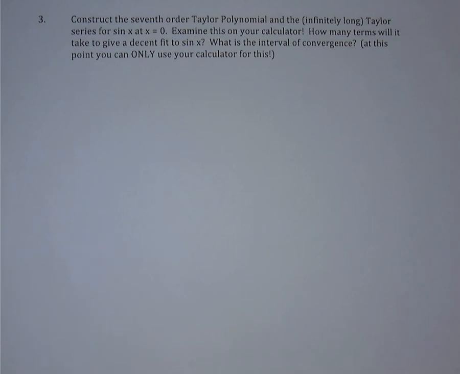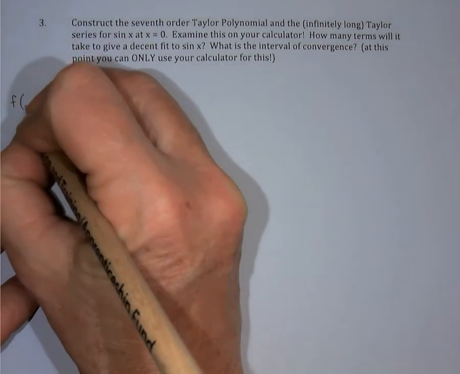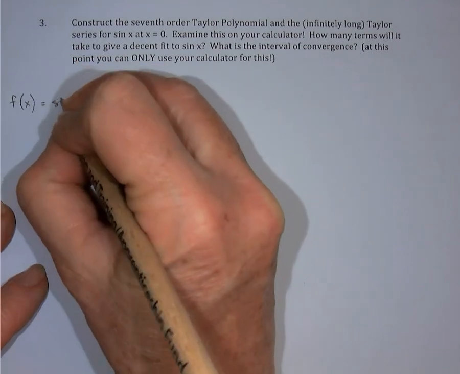Okay, so question 3. Construct a 7th order Taylor polynomial. In other words, we need some polynomial that's going to go to x to the 7th, and the infinitely long Taylor series for sine x at x is equal to 0. Okay, so here's what we know. Our function is f of x is equal to sine x.